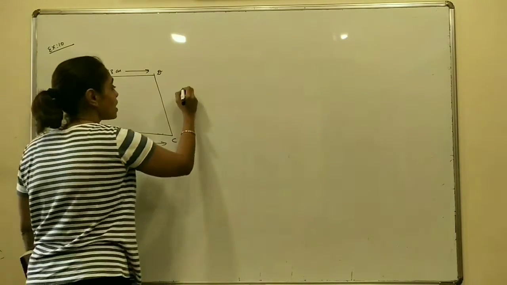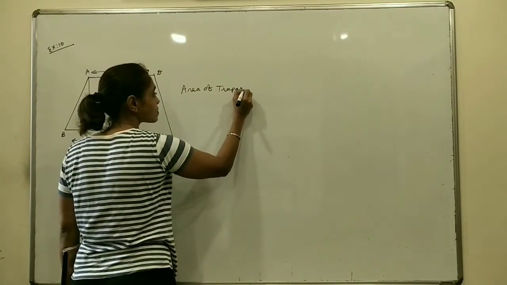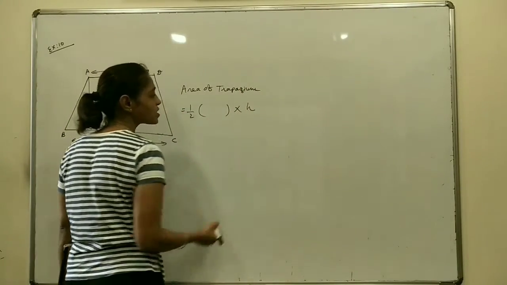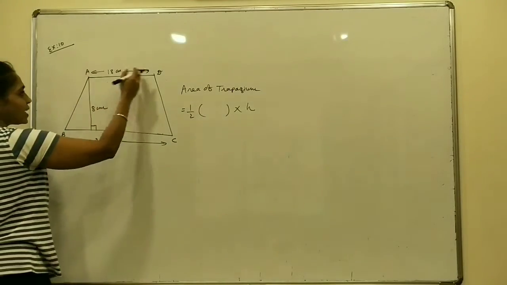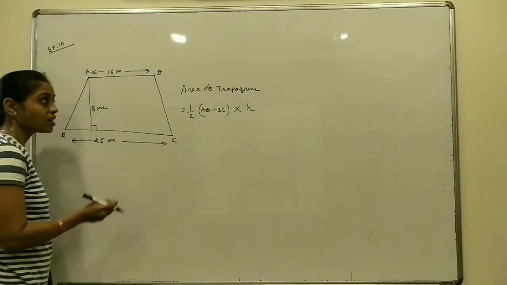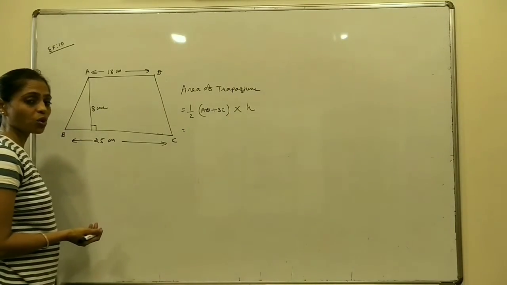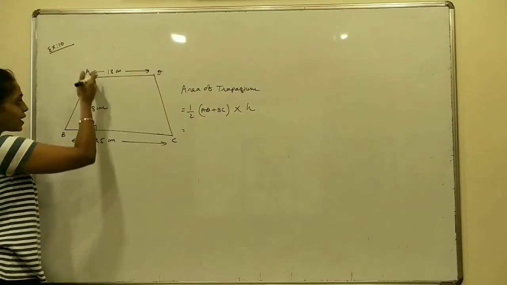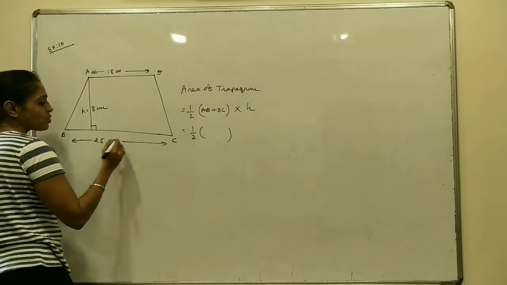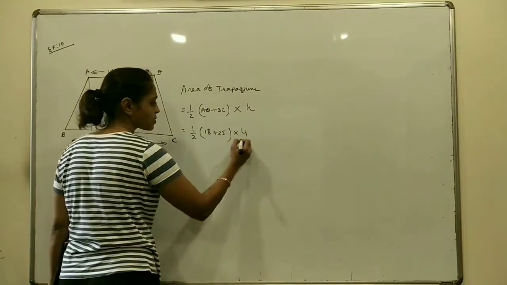Everything is given. So area of trapezium is equal to 1/2 of sum of parallel sides into distance between them. Sum of parallel sides, that is AD plus BC. Got it? The formula for area of trapezium is 1/2 of sum of parallel sides into distance between them, that is height. 1/2 of 18 plus 25 into height 8.